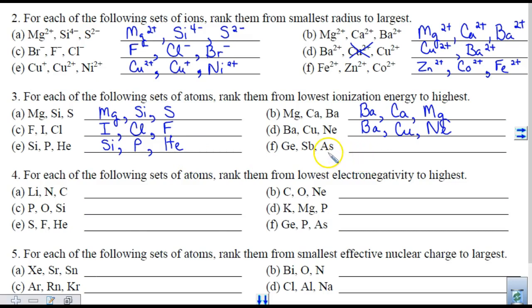All right, in F, we are looking at germanium, antimony, and arsenic. So pause the video and see if you can order these.